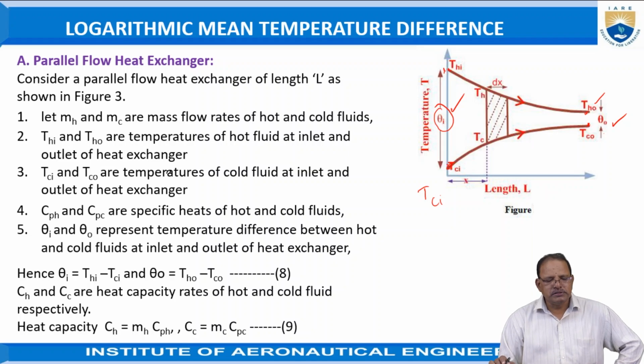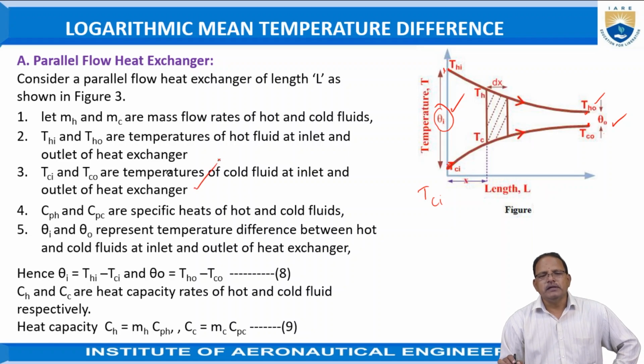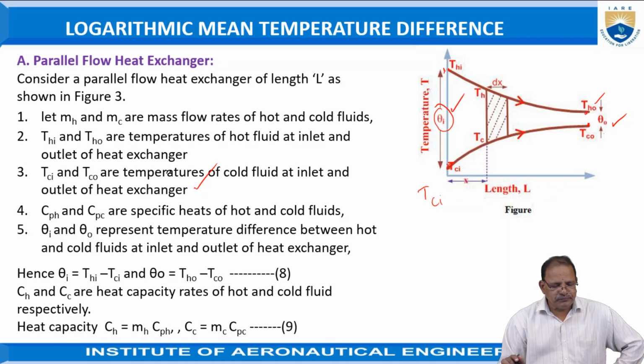Let mH and mC be the mass flow rates of hot and cold fluids. THI and THO are the temperatures of the hot fluid at the inlet as well as the outlet of the heat exchanger. TCI and TCO are the temperatures of the cold fluid at the inlet and outlet of the exchanger. And CPH and CPC are the specific heats at constant pressure of the hot and cold fluids.